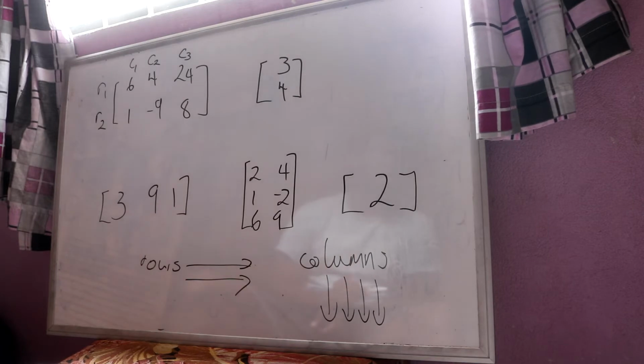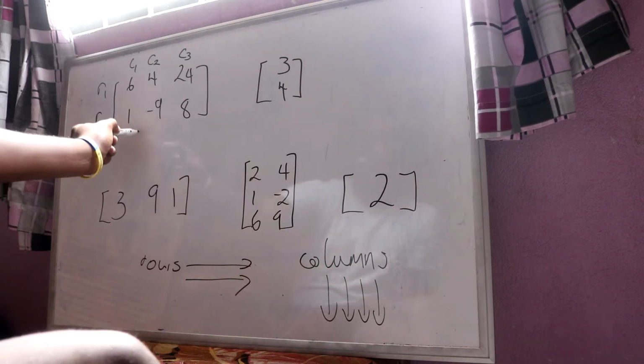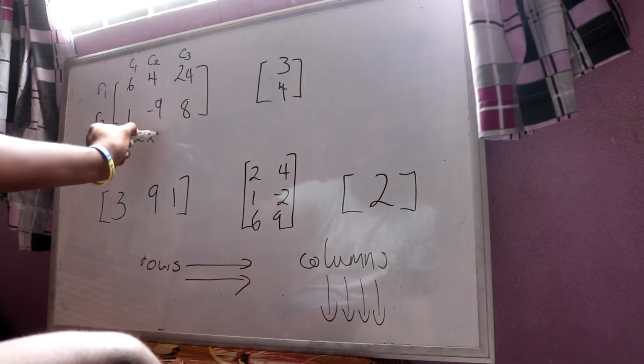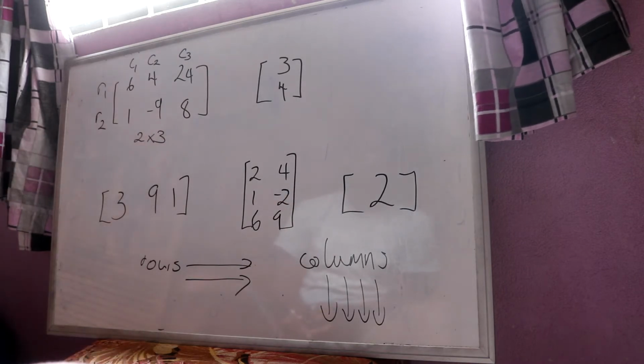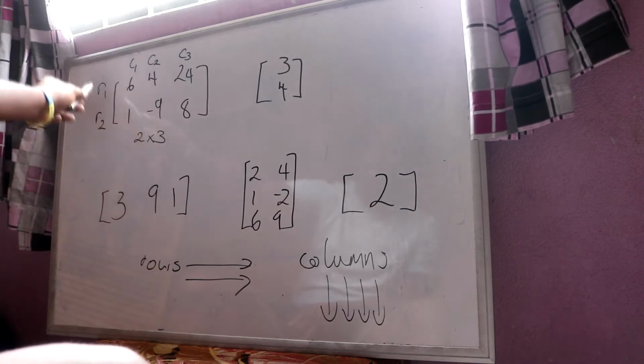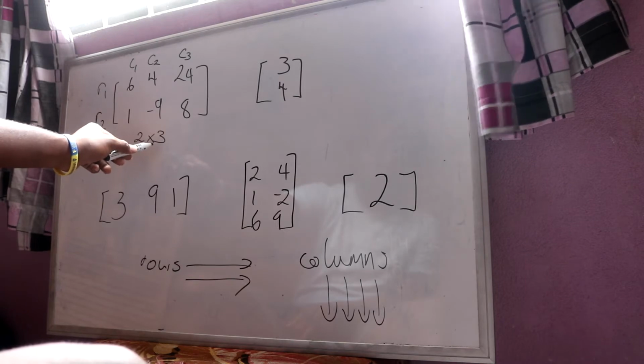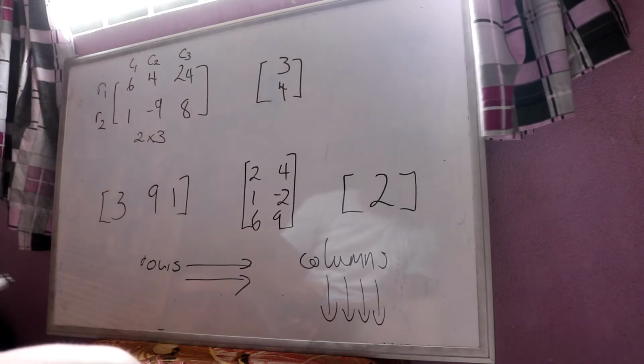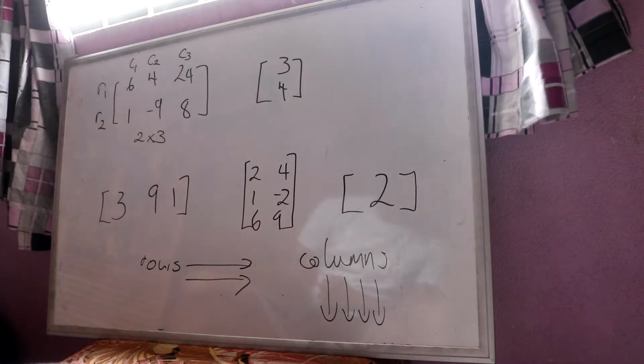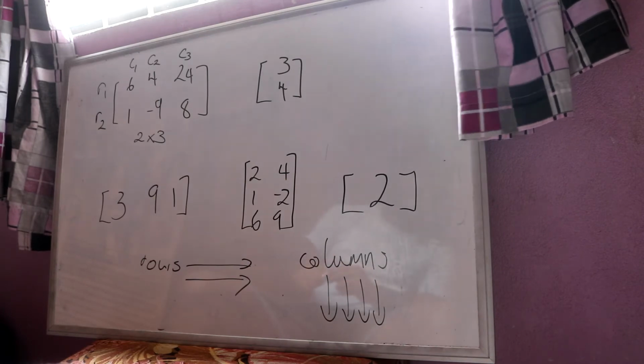So the size of this matrix will be a 2 by 3. The first number comes from the number of rows, the second number comes from the number of columns. So this matrix is a 2 by 3 matrix.